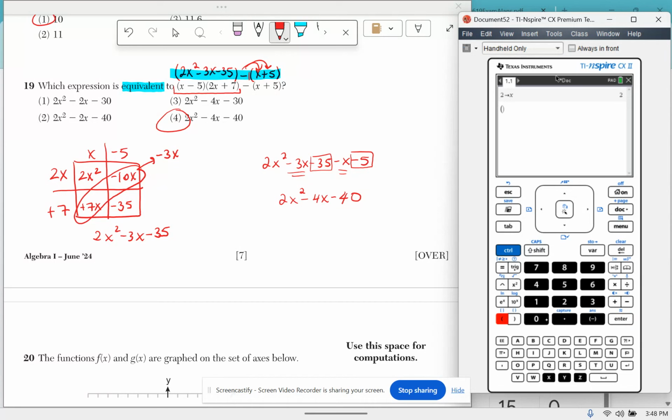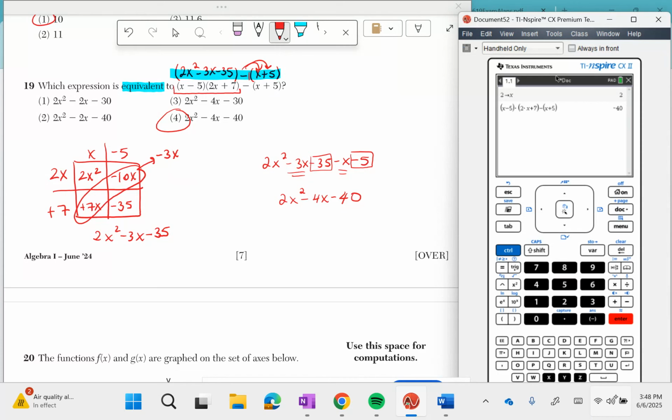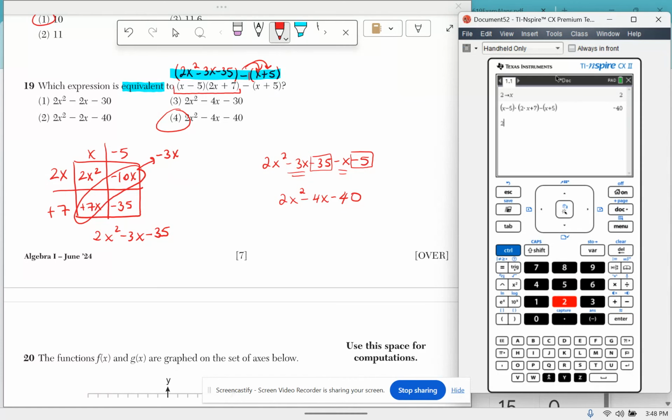All right, so now I'm going to test x minus 5 times 2x plus 7, oh sorry, that's subtract, minus x plus 5. And that gives me negative 40. So let's check our answer choice and make sure it should be negative 40. It is, yay, we're right.